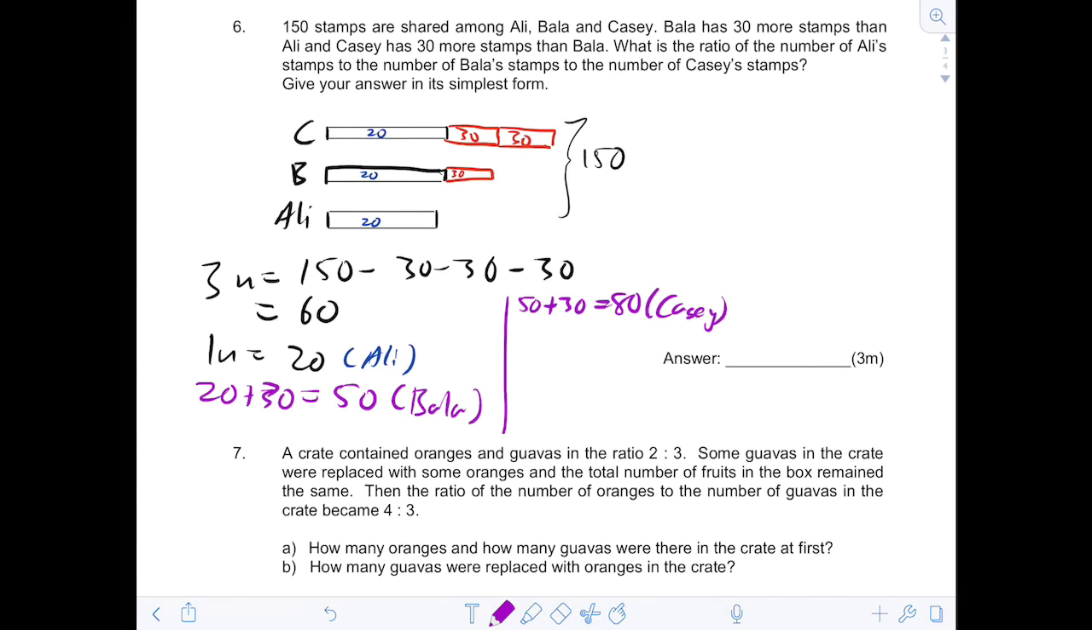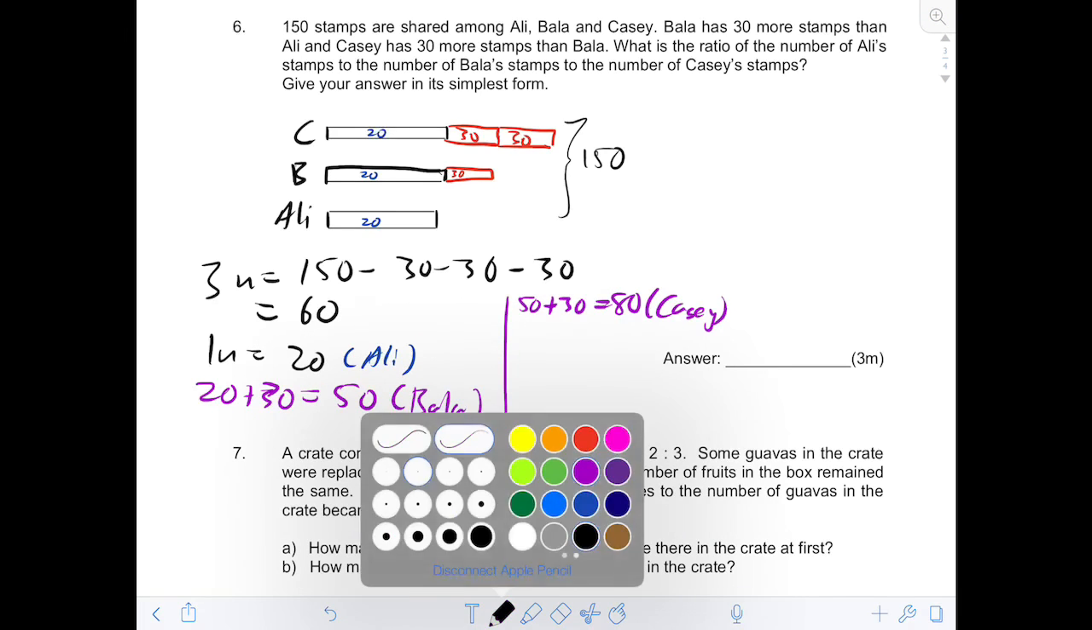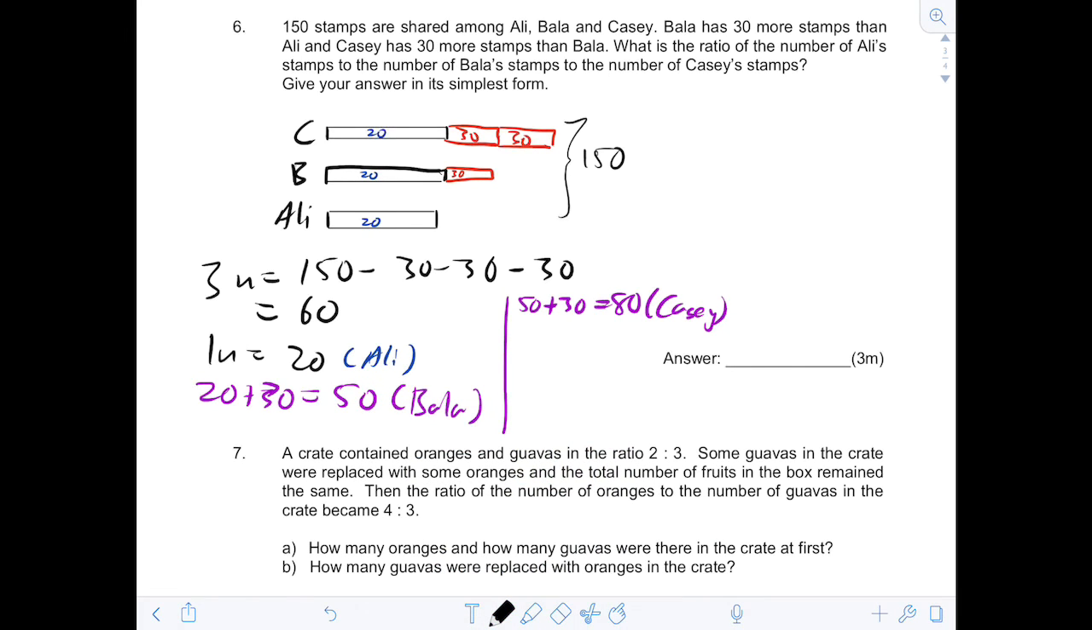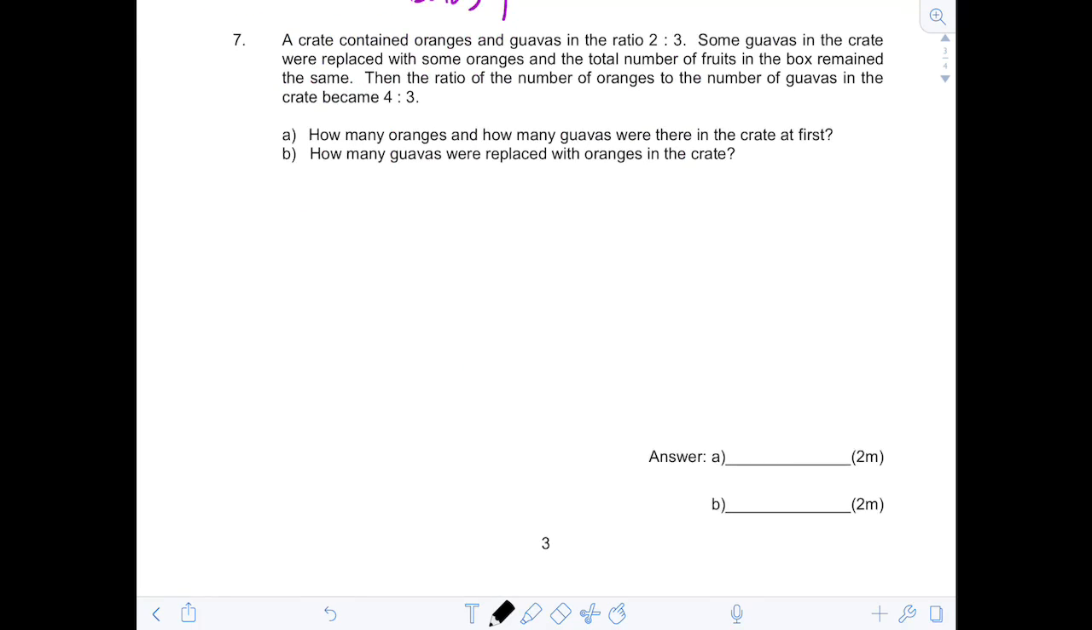Okay, so now if you're going to find the last part of the question, which is the ratio between A, B, and C. So Ali is to Bala is to Casey. You just put in numbers, 20 is to 50 is to 80. Always divide it by the biggest number you know. From here you see a lot of zeros, so straight away you know you can divide it by 10. So you get 2 is to 5 is to 8. Okay, that's the answer.